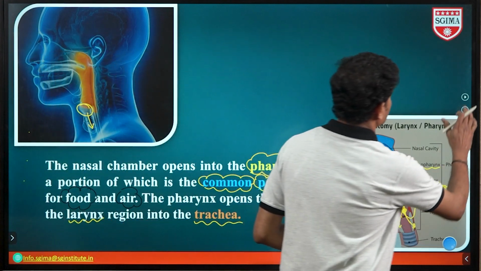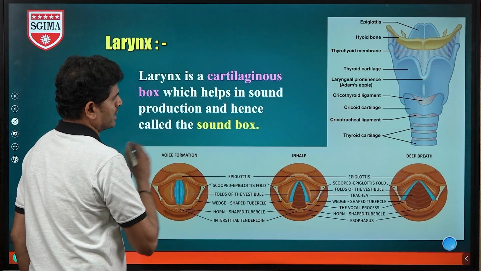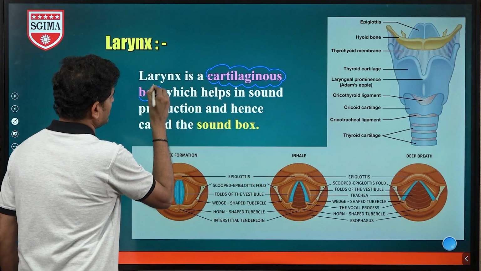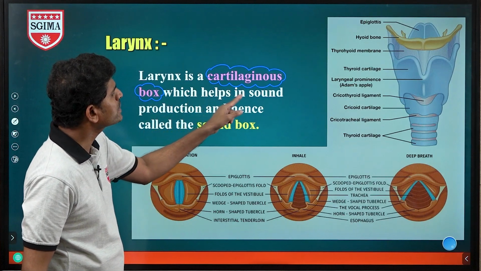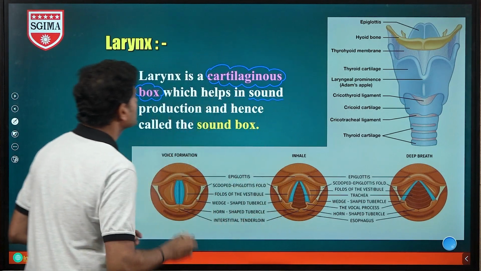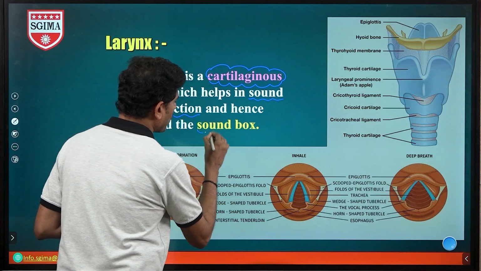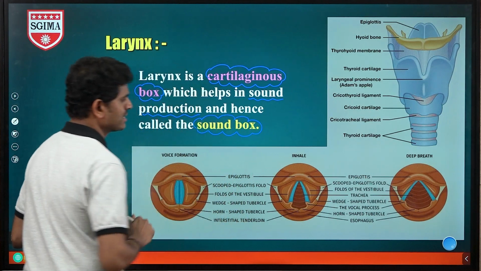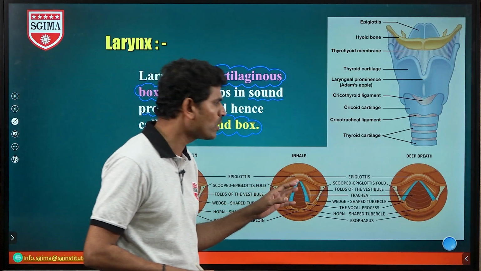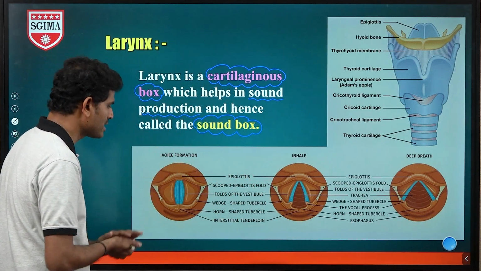Okay, so next slide. Larynx is a cartilaginous box which helps in sound production. What is the function of this one? It helps in the sound production, and hence it is called a sound box. So larynx is known as a sound box. Why is it known as a sound box? Because it helps in the production of sound.